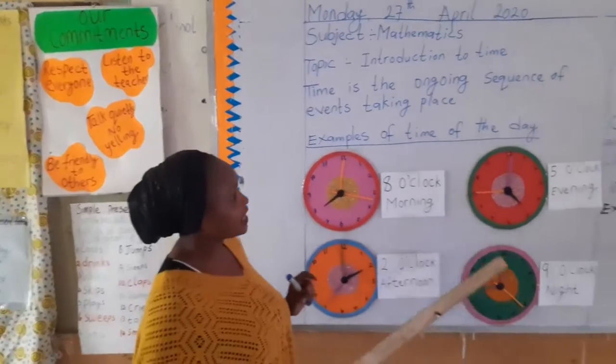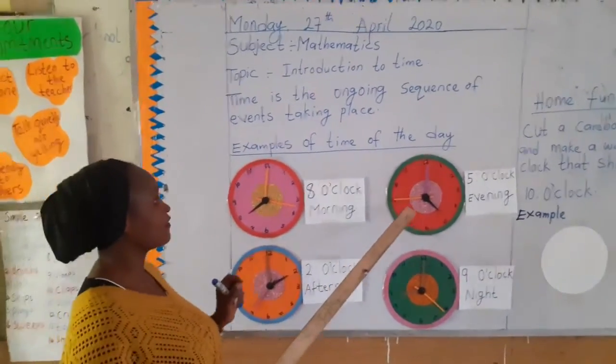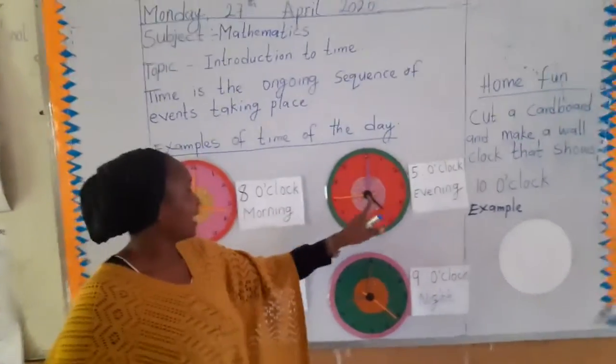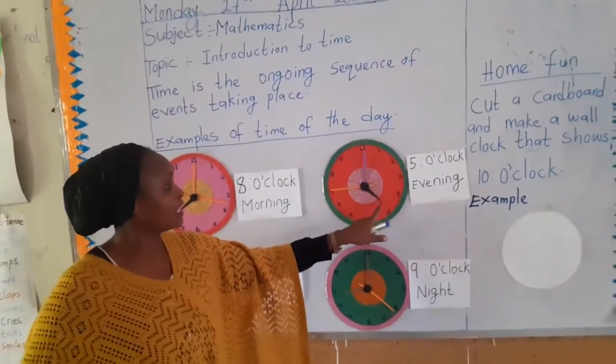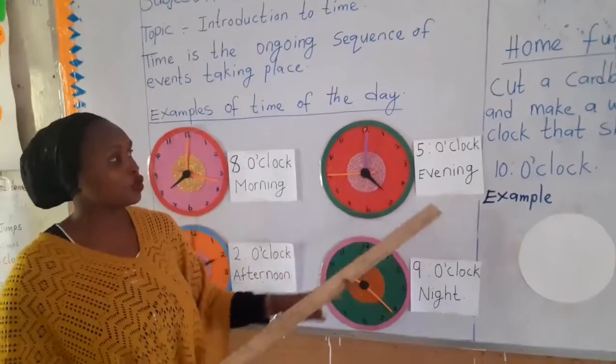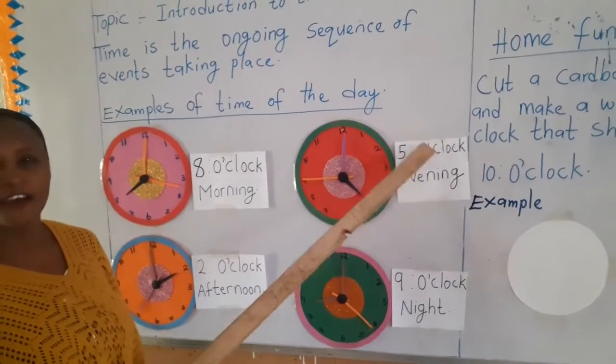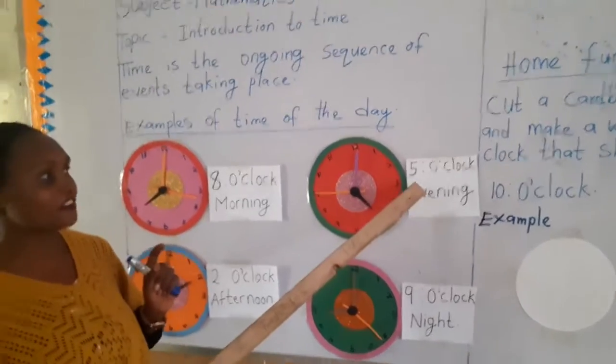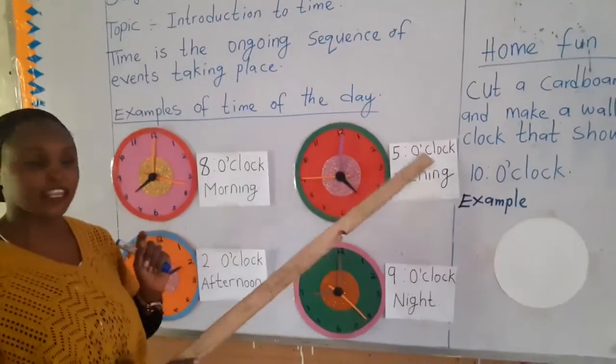Good. Then let's go to the next time. We have our minute hand pointing at 12 and our hour hand pointing at 5. It's showing 5 o'clock. That is evening. 5 o'clock is evening.